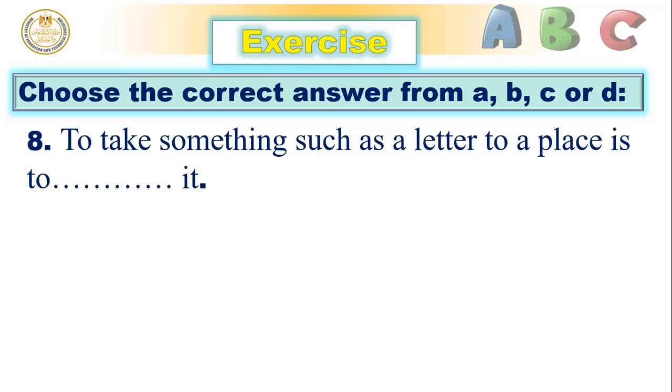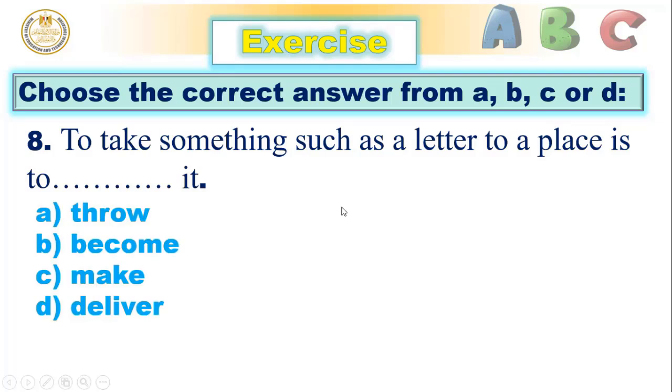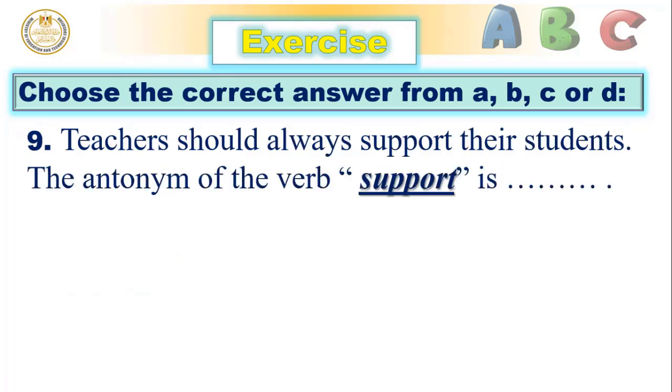Next, number 8. To take something such as a letter to a place. ده تعريف كلمة إيه؟ What is the definition here? To take something such as a letter to a place is to deliver it. Throw, become, make, or deliver. To take something to a place. Take to a place. أخذ حاجة وأوديها في مكان. Let's check the answer together. It is deliver.